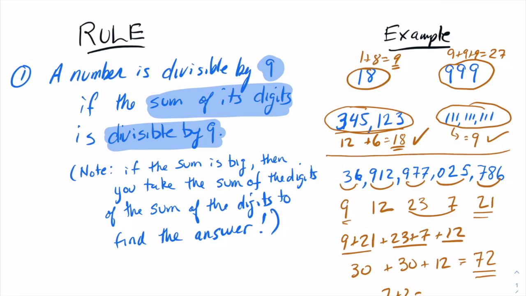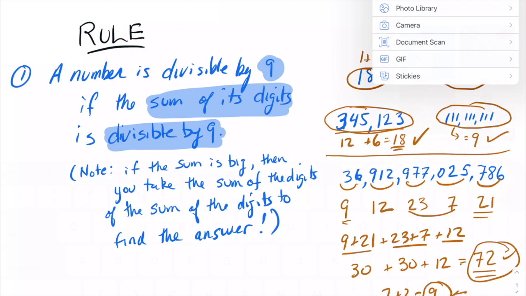I could say, well, 7 plus 2 equals 9, which is also divisible by 9. So I could have stopped here. But just in case, I could keep going and get down to a number that's really easy to know if it's divisible by 9. And I appreciate all the good work that you guys have done.